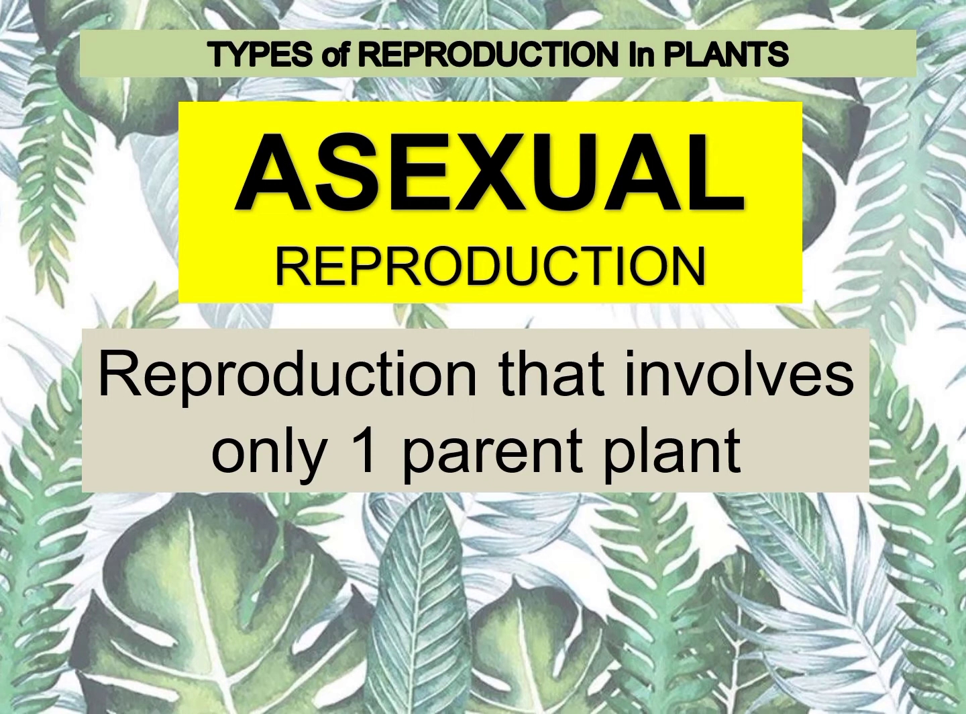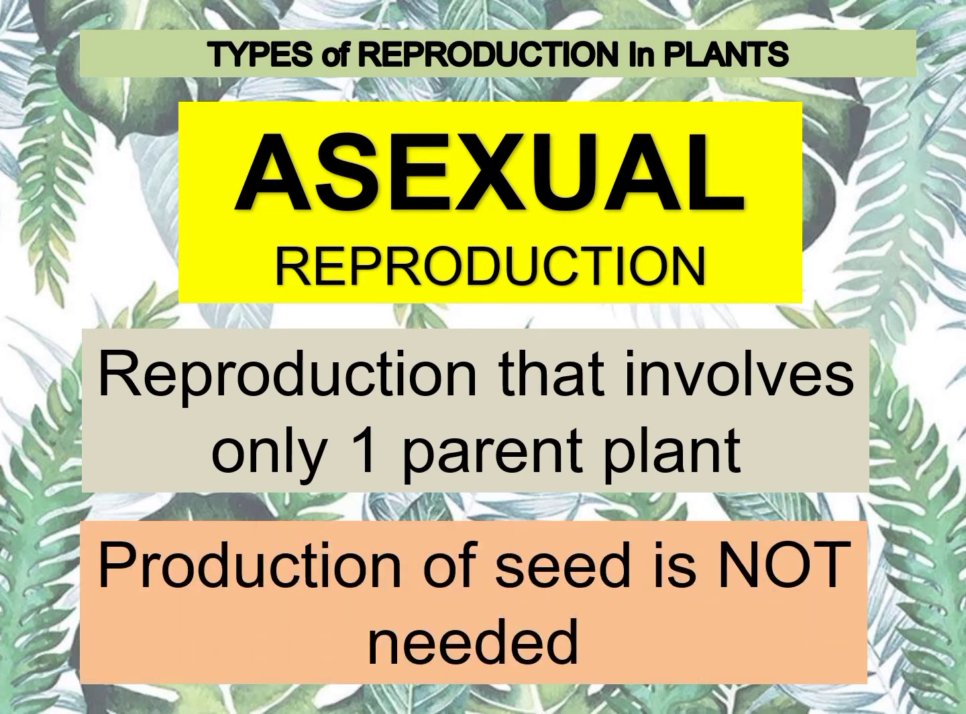Okay? Asexual. Mag-isa lang kasi siya. And it doesn't need a partner. Walang female plus male. Walang ganun. Production of seed is not needed. So pag asexual reproduction, hindi siya tulad ng nakita natin kanina, na pagkatapos ng fertilization, merong mabubuong seed. And then yung seed magkikreate ng fruit. So, dito sa asexual reproduction, wala siyang production ng seed. So, walang fruit, walang buto.